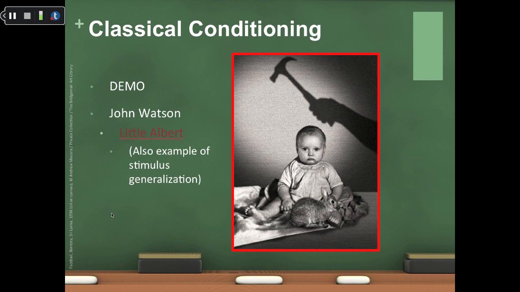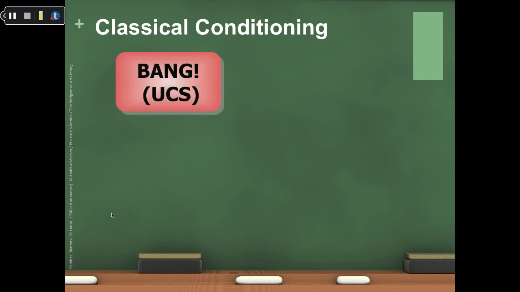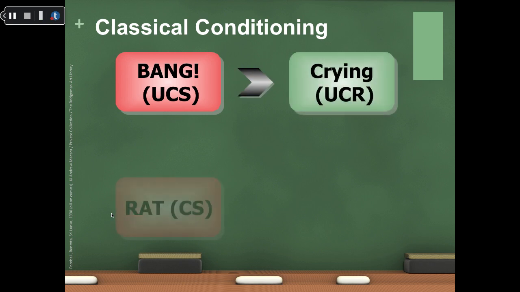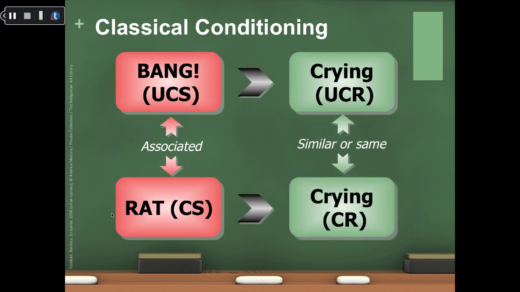Okay, so now I'm going to go into a description of what little Albert's classical conditioning stimulus was. So first we had the bang, the hammer hitting the steel bar. That's the unconditioned stimulus, and that produced crying. We have the rat, which is the conditioned stimulus. These were associated, so every time that the rat was presented, the bang was also presented. And that produced crying. So because the rat and the unconditioned stimulus, the hitting the hammer, were associated, it produced the same response, to the point where eventually presenting the rat alone produced the conditioned response of crying. Okay?